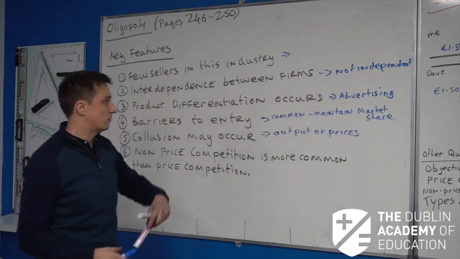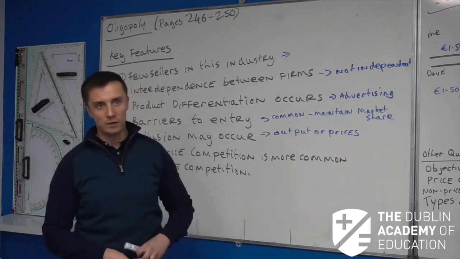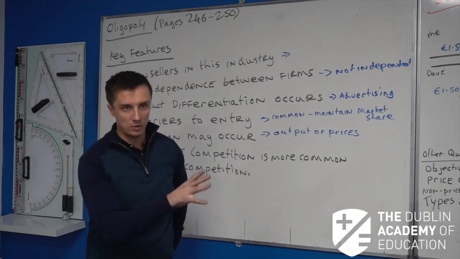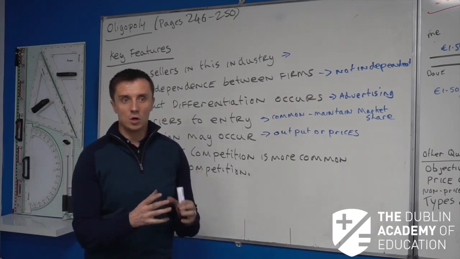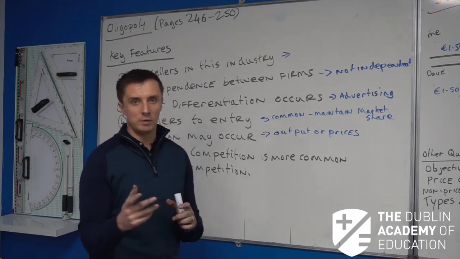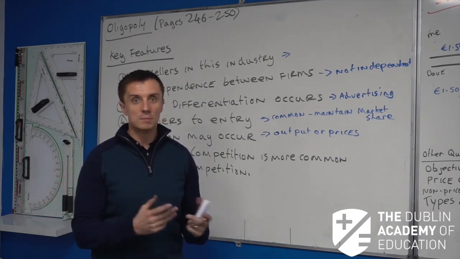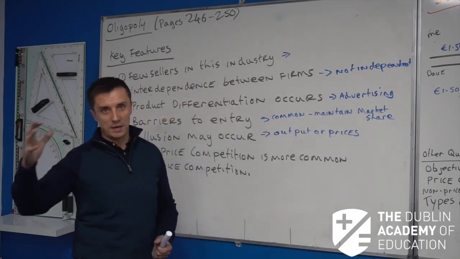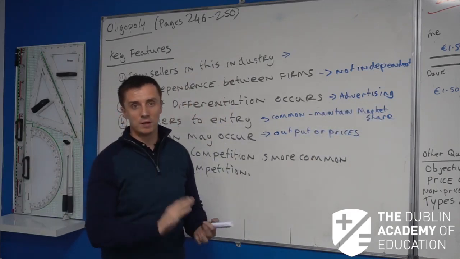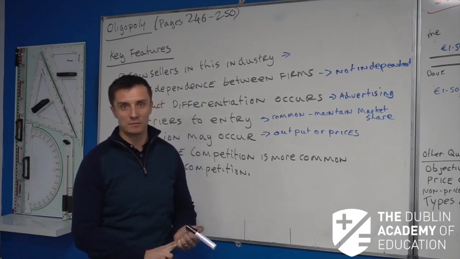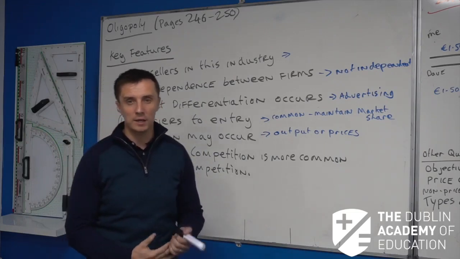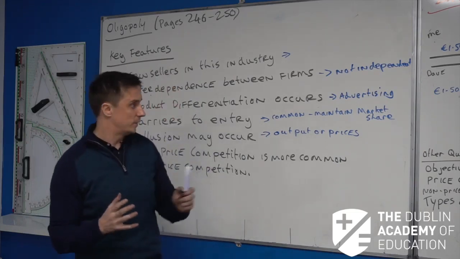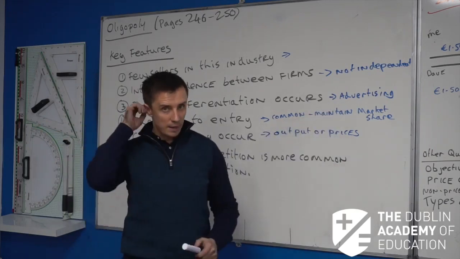Next one, product differentiation occurs. Because there are again only 3 or 4 firms in this market, you're going to try and convince consumers that your product is better than the competition. The main way you achieve this is through advertising. So how do they make their products stand out from the competition? They drive product differentiation through competitive advertising. They can do a bit by branding and a little bit of innovation as well, but the main one you're going to see is competitive advertising.